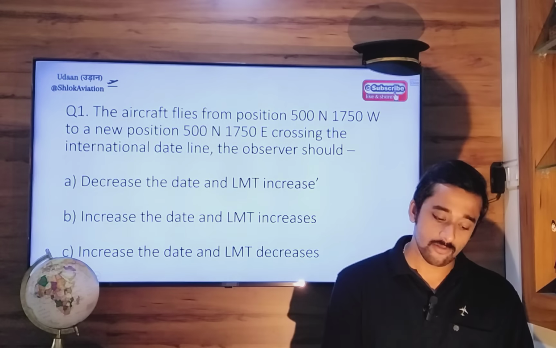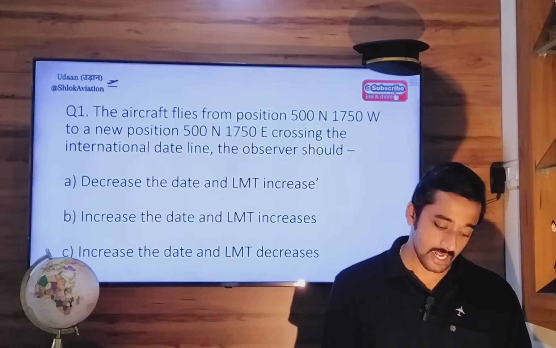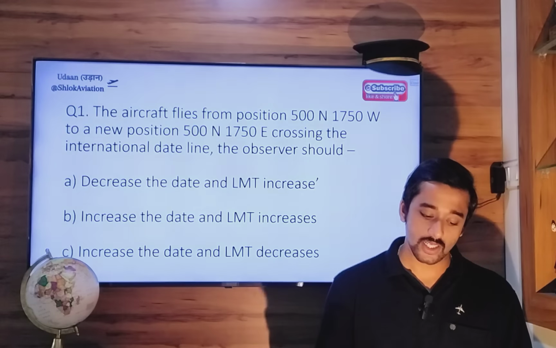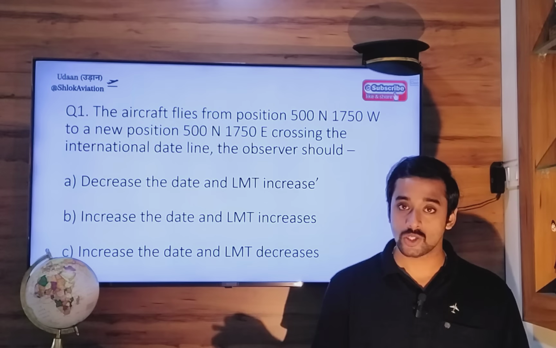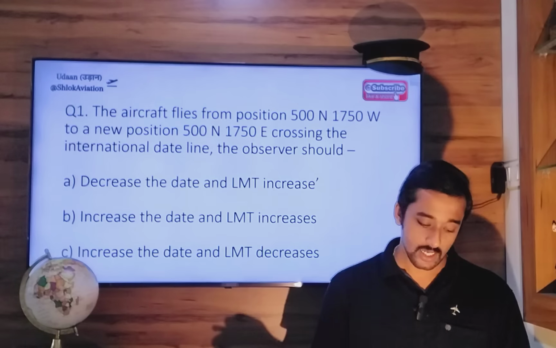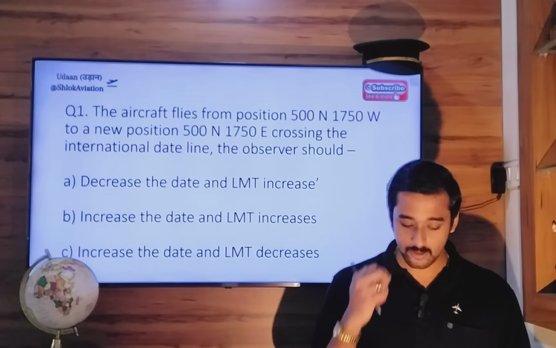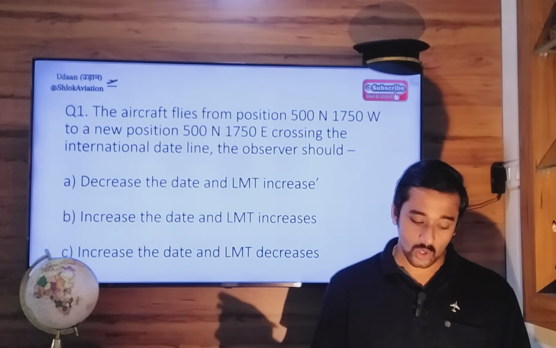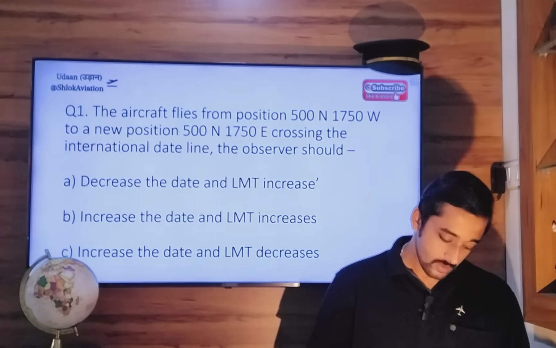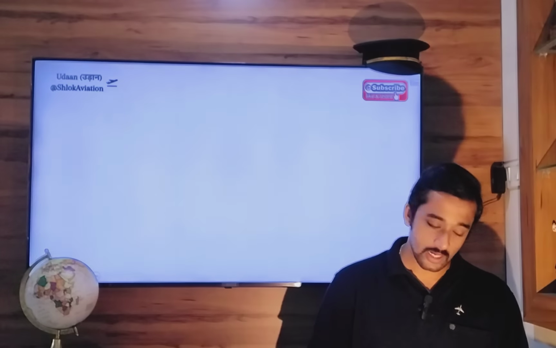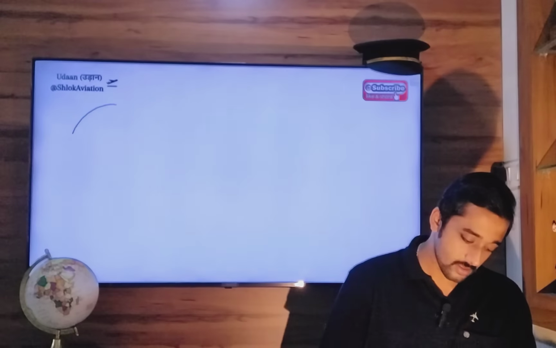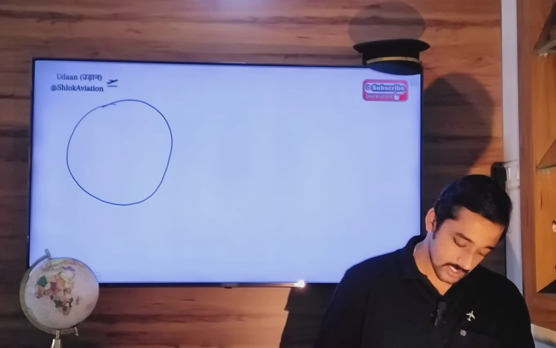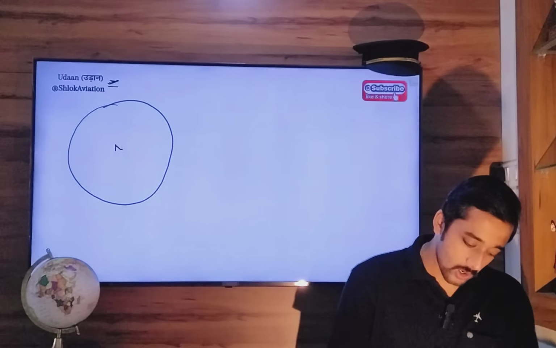An aircraft flies from position 50° north, 175° west to a new position at the same latitude 50° north but a different longitude 175° east, crossing the international date line. The observer should... So I will draw two different diagrams for this. So here is your North Pole.